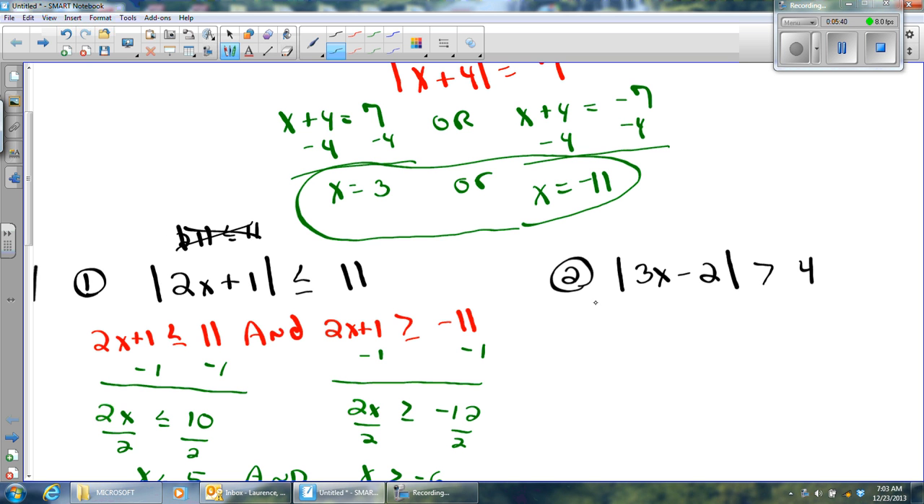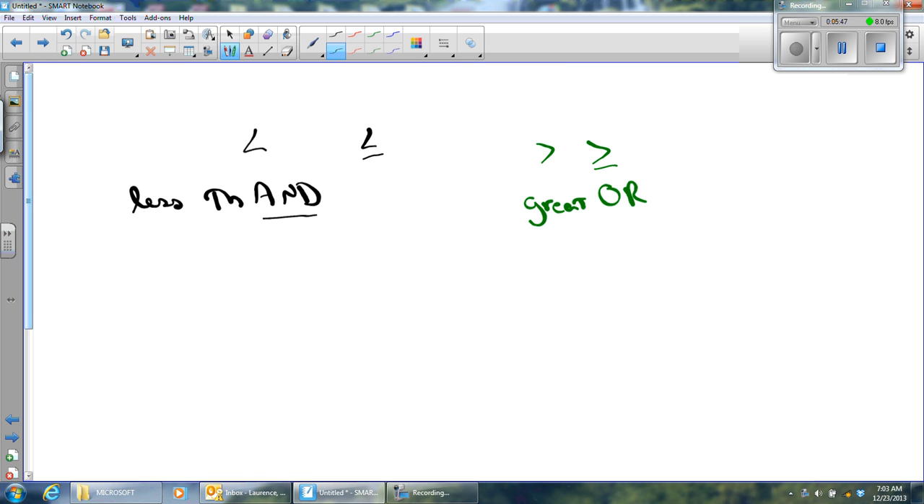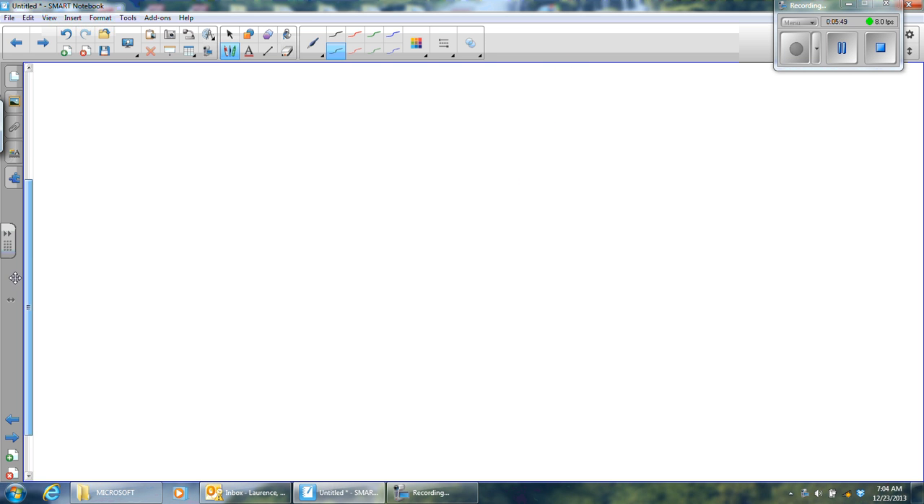All right, now I promised to show you how I do it because I do it slightly different. So the original problem was the absolute value of 2x plus 1 less than or equal to 11.